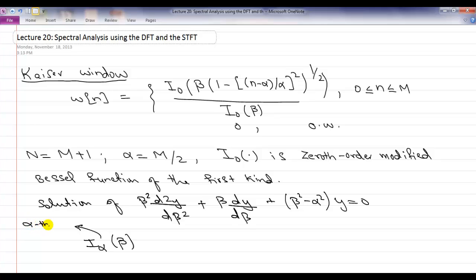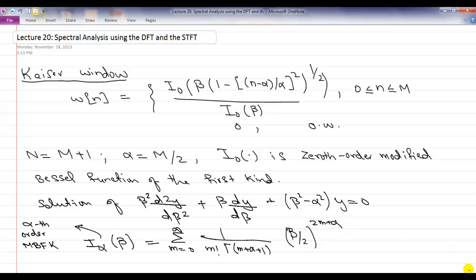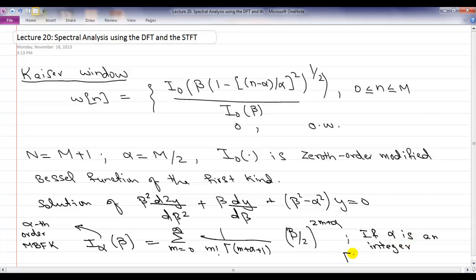modified Bessel function of the first kind, can be given by the summation m equal to 0 to infinity of 1 over m factorial times the gamma function of m plus alpha plus 1, times (beta by 2) to the power 2m plus alpha. Now this gamma function is just a generalization of the factorial operation. So if alpha is an integer, then this gamma function is simply the factorial operation. Then gamma of m plus alpha plus 1 is equal to (m plus alpha) factorial.